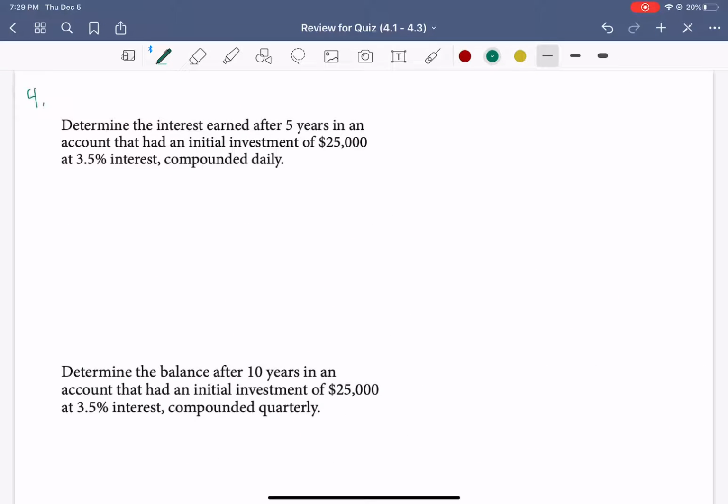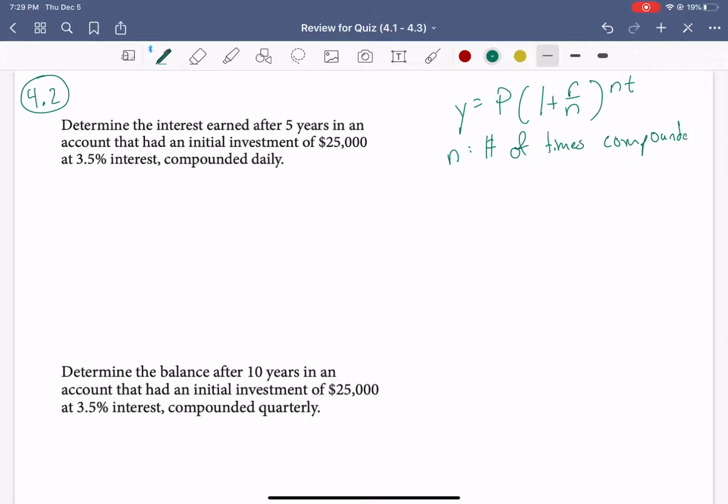Now we're moving on to 4.2, which is when we're introduced to this one. y is equal to the principal times (1 plus r over n) raised to the n times t. This is where n was the number of times compounded. All right, on that green worksheet, you had the number given to you, but on this, we have to think about what these words actually mean. So let's look for important information.